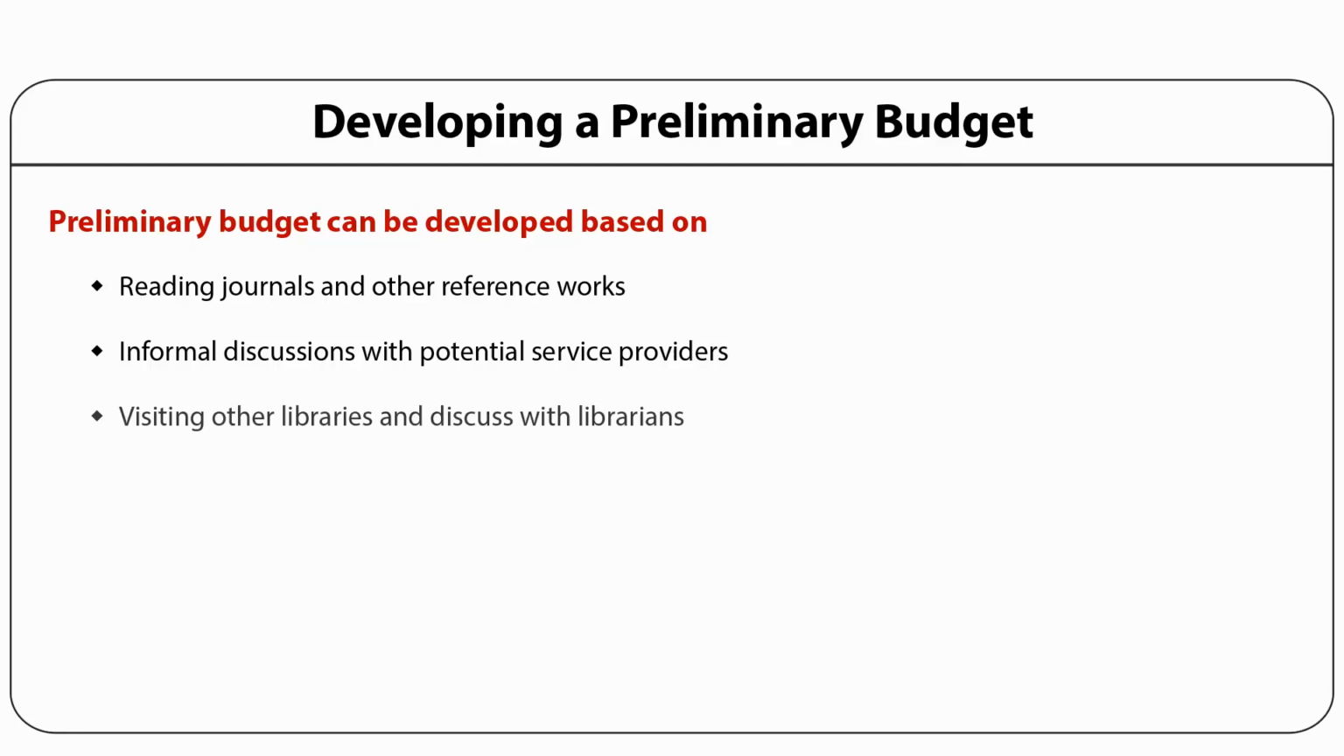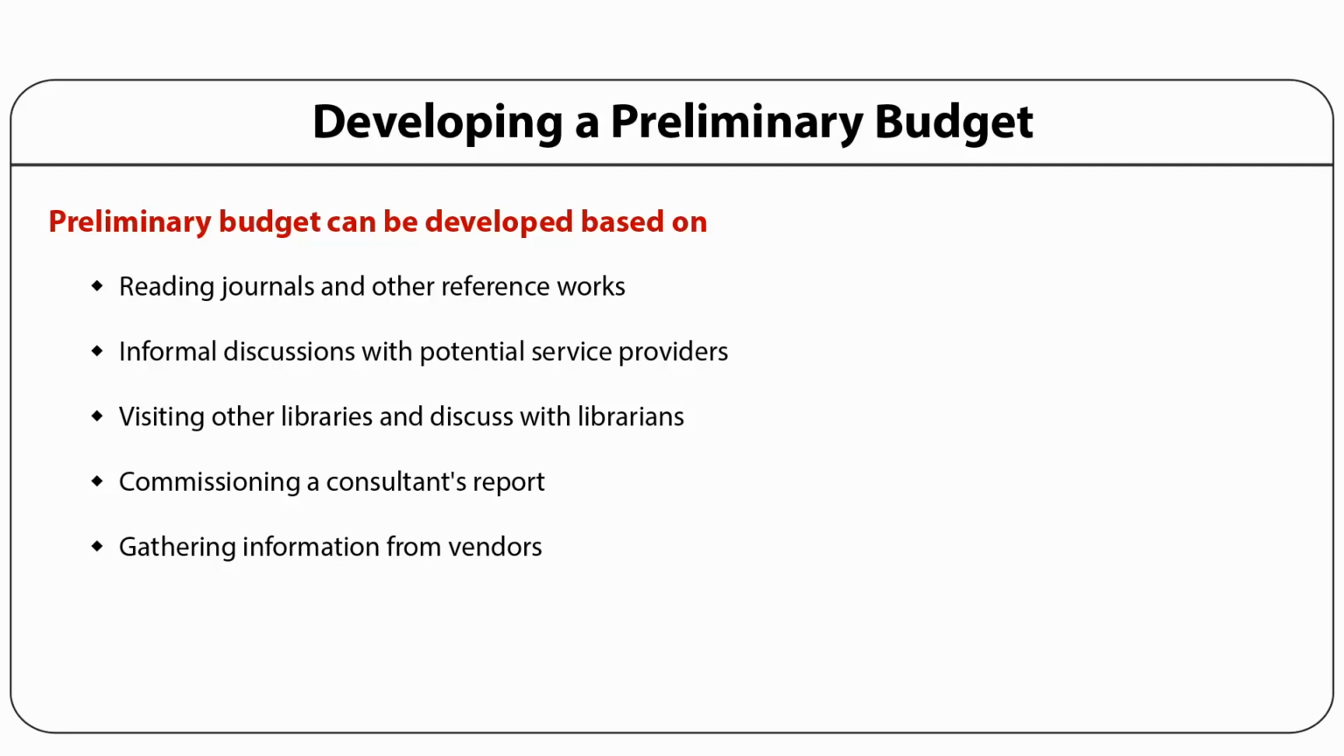The next is visiting other libraries and talking with other librarians. We can visit nearby libraries where they have implemented, find out what the costs involved are, and talk to the librarians to get different aspects of what the expenses will be. So we can get ideas from existing implemented libraries. Next is commissioning a consultant report. We can consult experts in digital libraries and get a report on how much the cost will be when we are starting the digital library. All that information we can get from the consultant. The next is gathering information through the use of formal requests to the vendors.